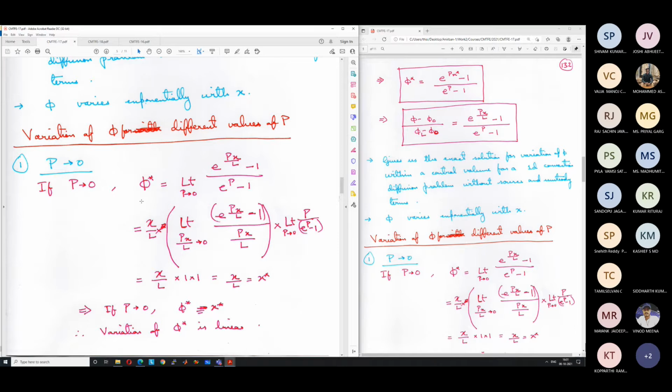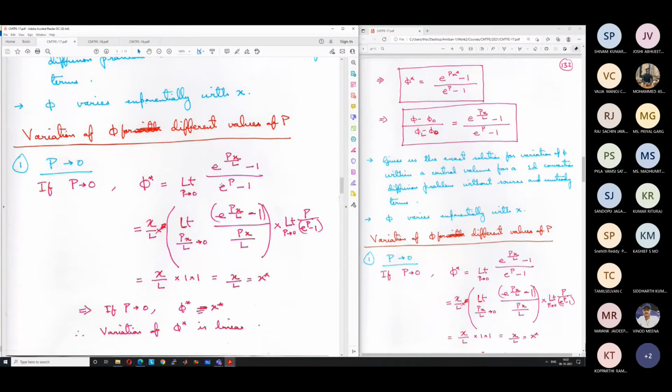So phi star is equal to e to the power px by L minus 1 by e to the power p minus 1. At the limit Peclet number equal to 0, we will write this as two limits. Limit of px by L tends to 0, e to the power px by L minus 1 divided by px by L. So we have put one px by L here.